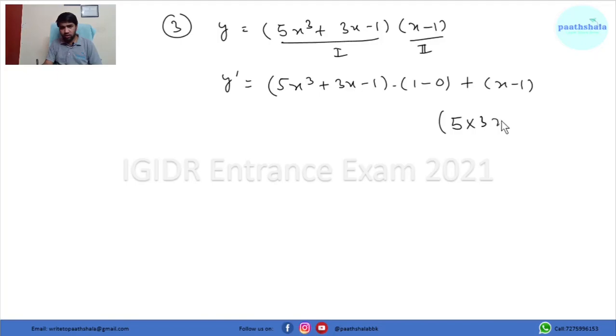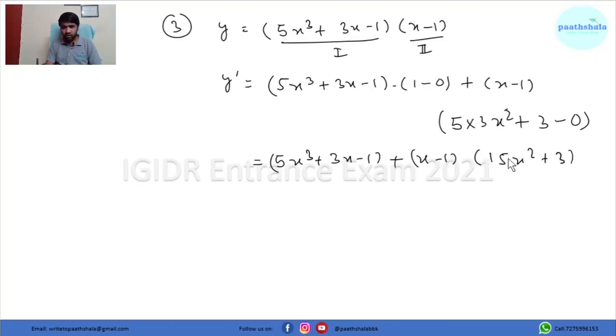So 5 into 3 and this will become x squared. Then we'll differentiate 3x. I have already mentioned how to differentiate x to the power 1, so this will become 3, and differentiation of a constant term will be 0. So let's solve it. This will become 5x cube plus 3x minus 1, and we'll have to multiply it by 1, so it will remain the same. And here, in this x minus 1, this will become 5 times 3 is 15x squared plus 3.